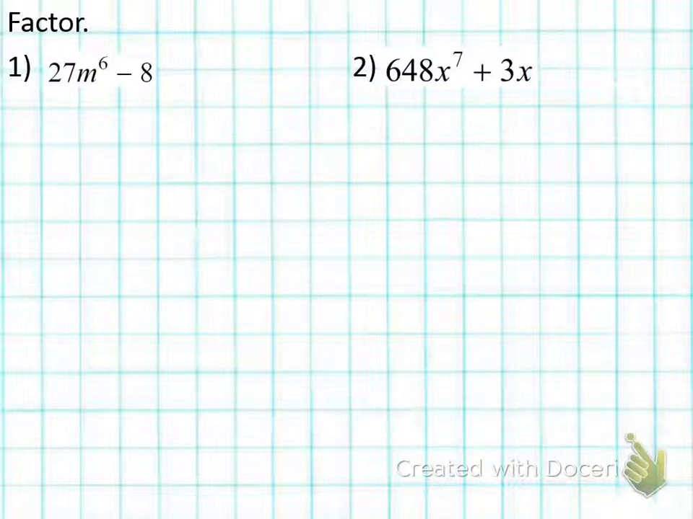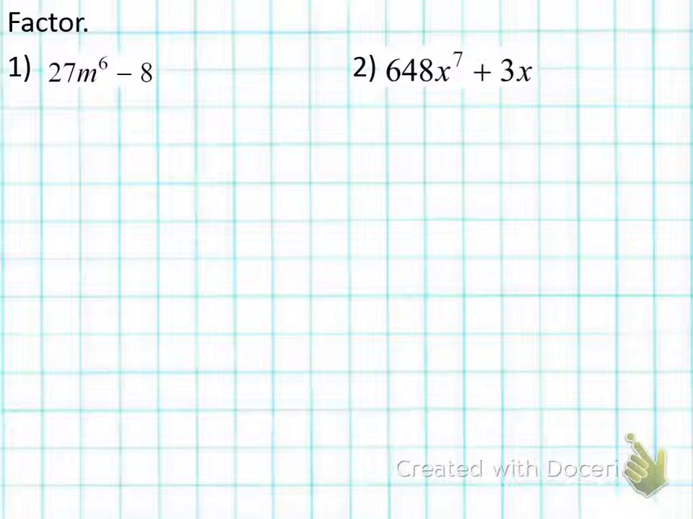So let's try to do numbers 1 and 2. Okay, number 1, we have 27m to the 6th minus 8. So you see, we have 27 and 8. We're trying to find a GCF. There isn't one. I know that we can break 27 down. We could break 8 down. But m to the 6th looks a little scary. It's not m to the 3rd. But I could look at it this way. Let me show you a different way to look at it.